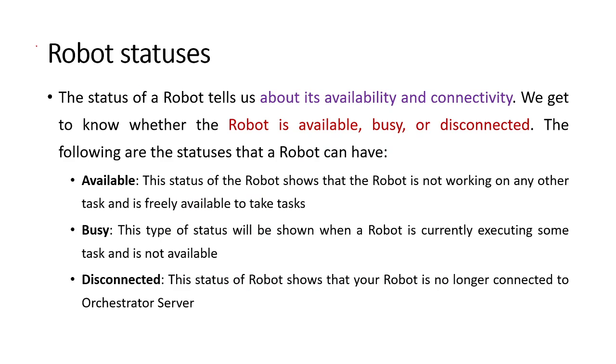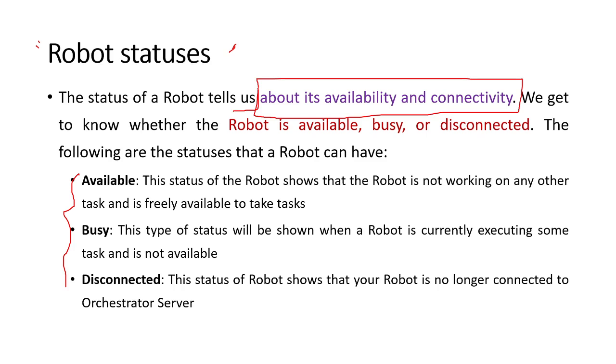Okay, now we shall see the status of the robot. The robot can be in any of these 3 statuses, it seems, in its lifetime. So we shall see from the high level. The status of a robot tells us about its availability and connectivity, it seems, at a high level. It tells about whether it is available or whether it is connected. More specifically, robot status will tell us whether the robot is available or busy or disconnected. So depending on this, we can use those robots. That's it. So we shall see one by one.